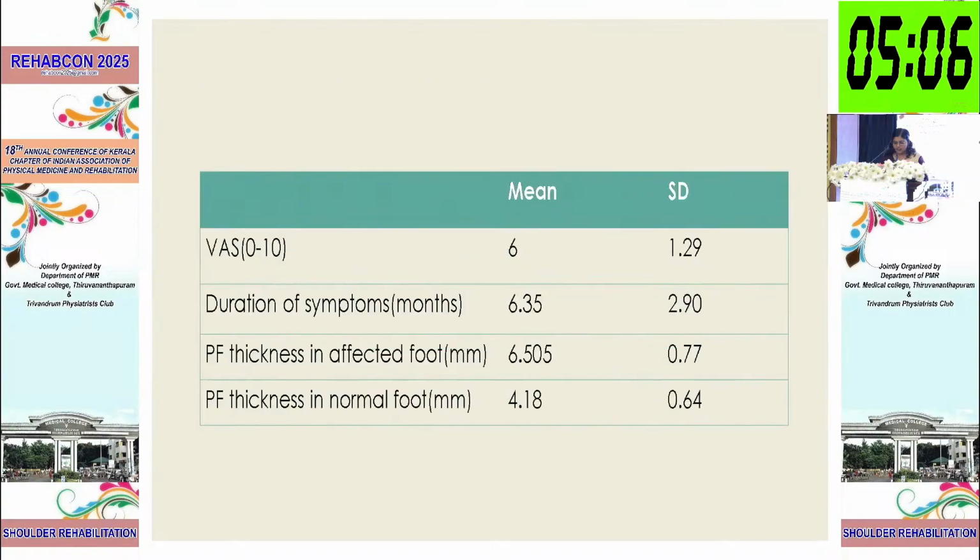The VAS score was 6 plus or minus 1.29, and the mean duration of symptoms was 6.35 plus or minus 2.90 months. And the plantar fascia thickness in the affected foot was 6.505 plus or minus 0.77, and in the normal foot it was 4.18 plus or minus 0.64.